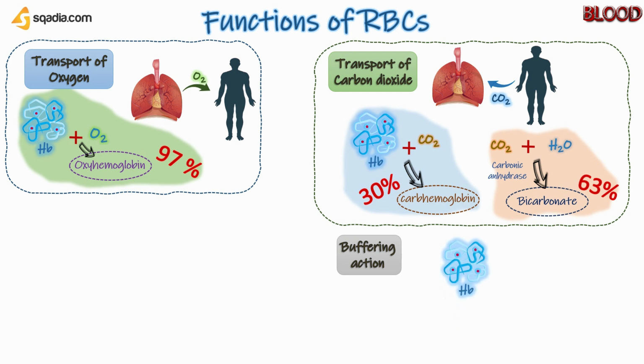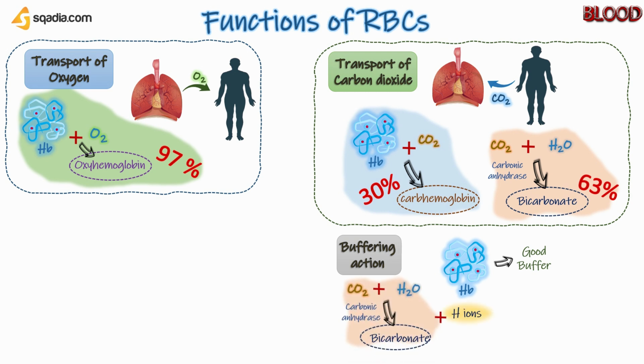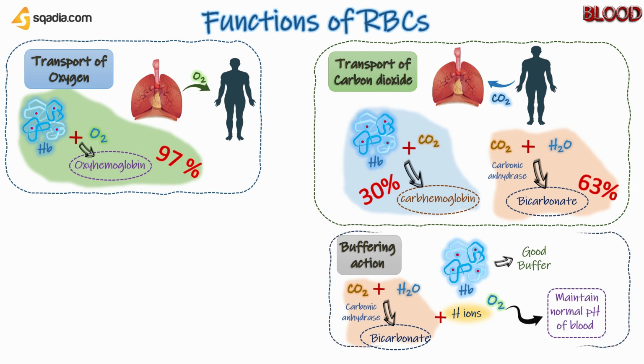During the conversion of carbon dioxide into bicarbonate, hydrogen ions liberated in the reaction are buffered by hemoglobin, which is reduced by the dissociation of oxygen. This buffering helps maintain normal pH, and thereby plays a role in the maintenance of acid-base balance.